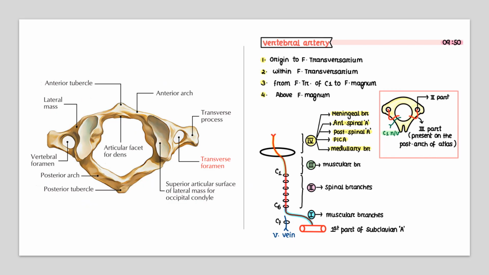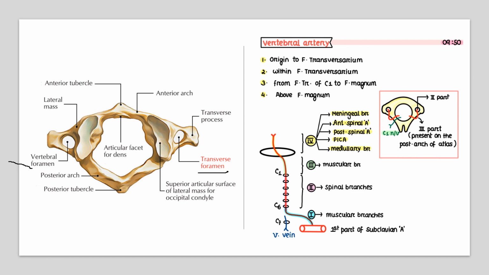Now let us talk about the origin of the vertebral artery. We can trace the path of the vertebral artery back to the first part of the subclavian artery. This subclavian artery is divided into three parts, and the first part gives off the vertebral artery. Then the vertebral artery ascends upwards through the transverse foramina of cervical vertebra 6 to cervical vertebra 1. These names, transverse foramen, vertebral foramen, and foramina transversaria, all indicate the same thing.